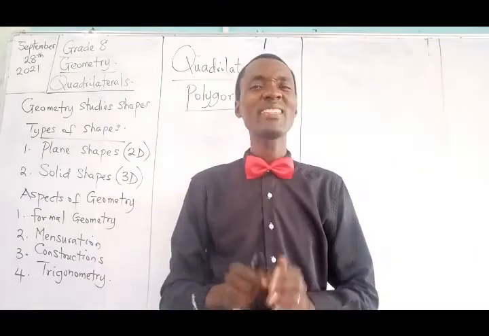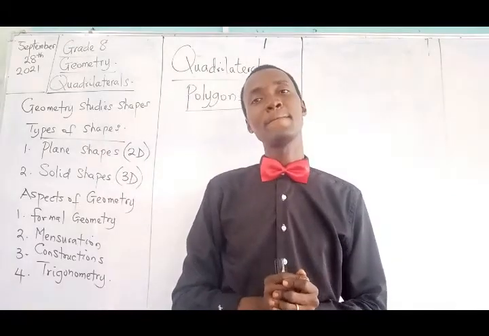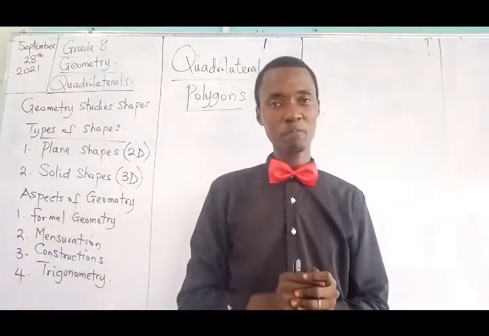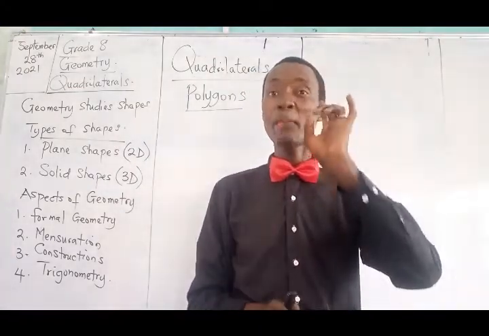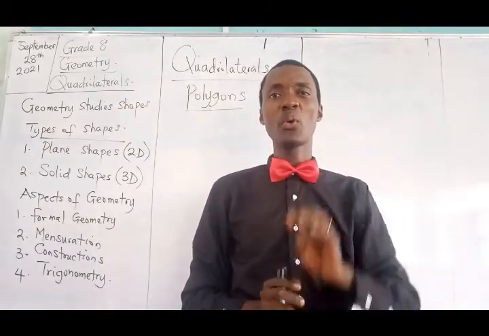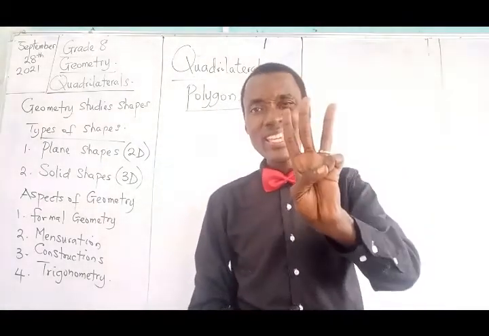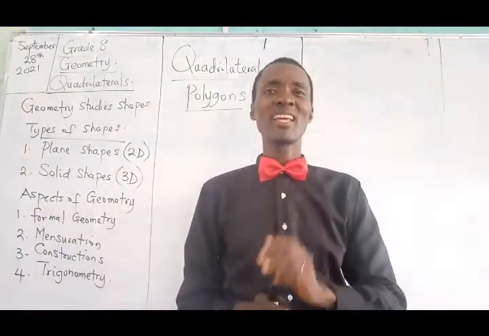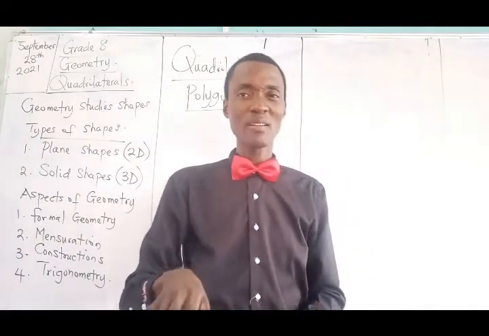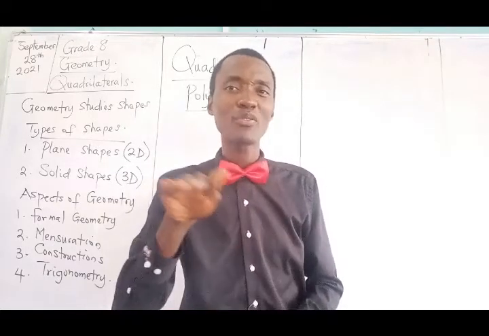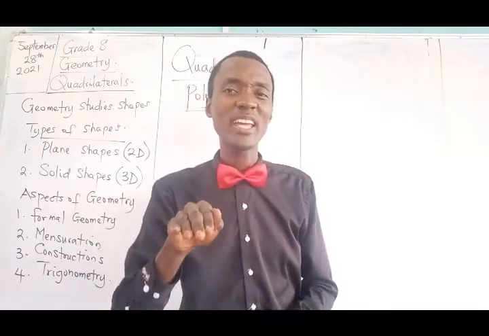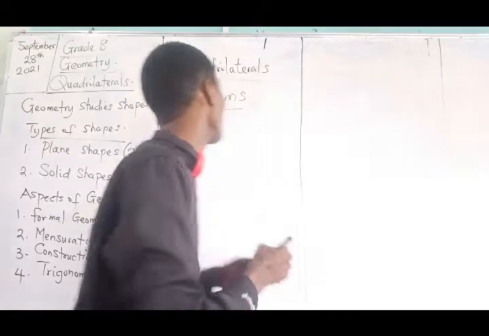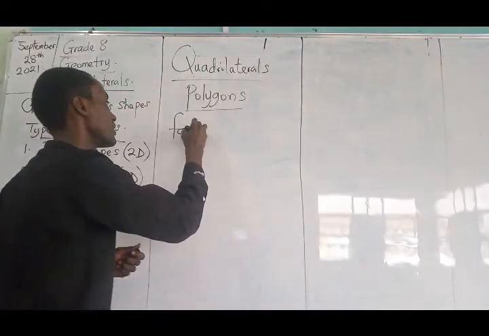And what is a polygon? A polygon is a plane closed figure with at least 3 sides. So that would suggest that the lowest or the smallest member of that group is called a triangle. So let's look at the family of polygons now.